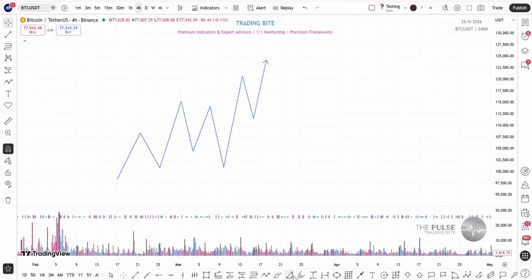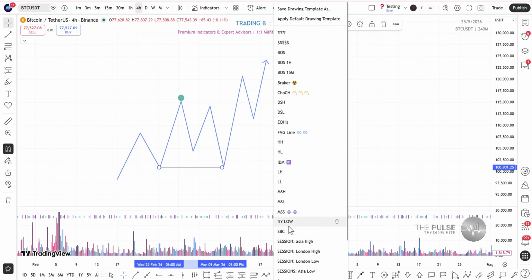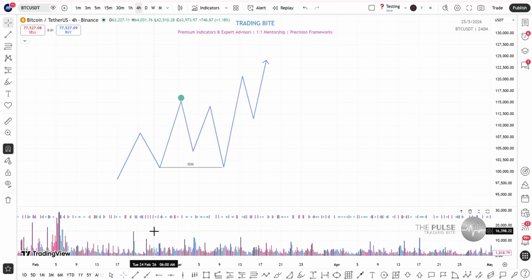So if we see, this was our high point, or you can call it a reference point. According to this reference point, this is our inducement idea. This is our inducement.